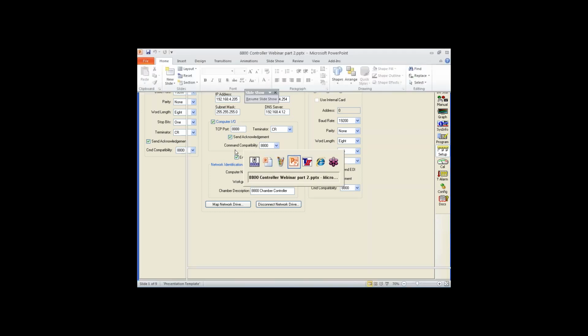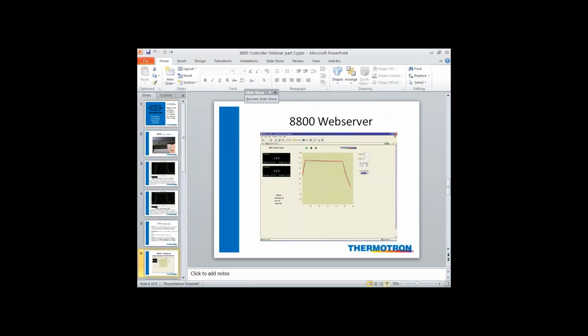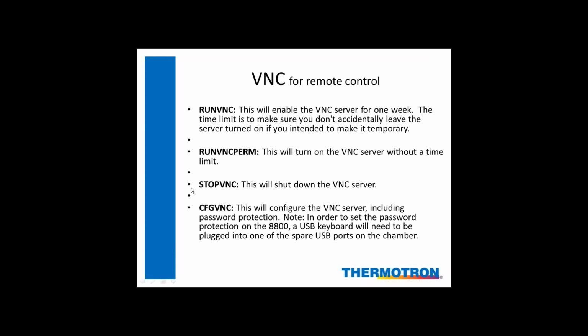So one of the options we talked about last week is VNC. And we've installed VNC on every 8800 controller that has Windows 7 or XP Pro on it, so I'll say everything within the last 10 years. And what VNC does is allow you to control the chamber completely from a remote location.